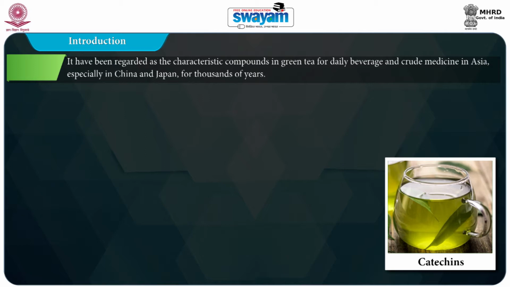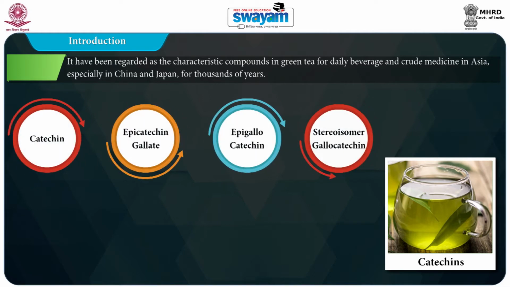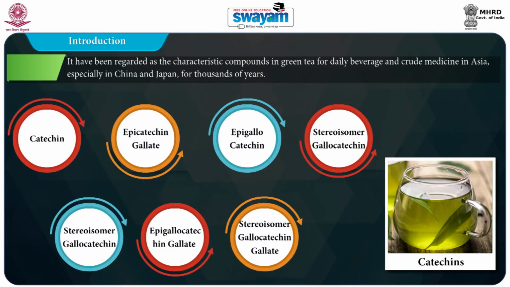In general, catechins mainly include catechin, epicatechin, epicatechin gallate, epigallocatechin and its stereoisomer gallocatechin, epigallocatechin gallate and its stereoisomer gallocatechin gallate, with their composition being similar to each other. So let us now learn about the chemistry of catechins.